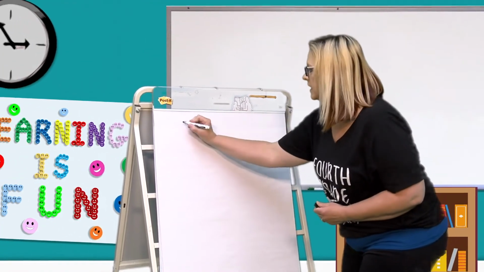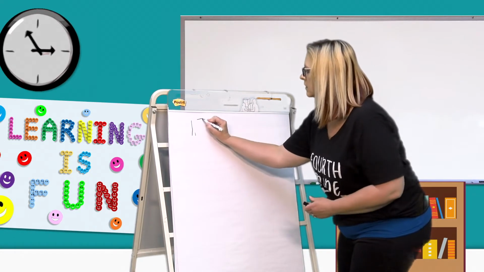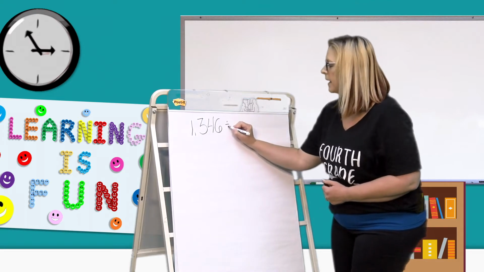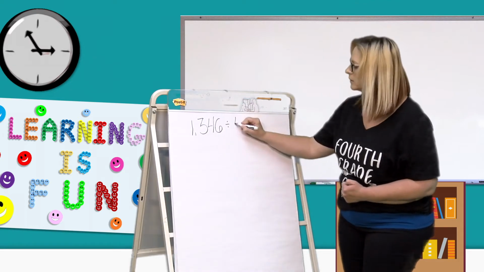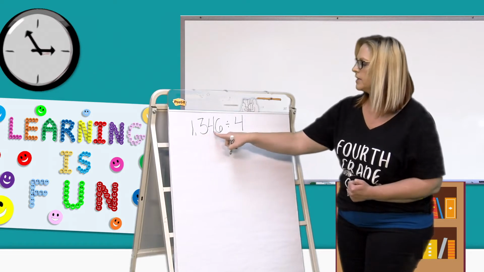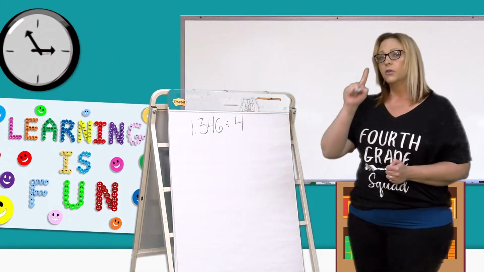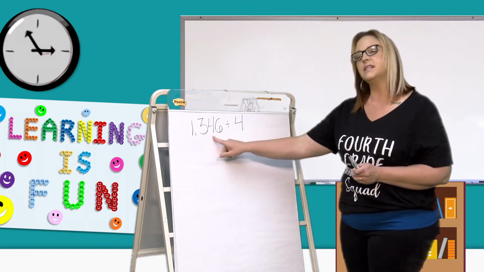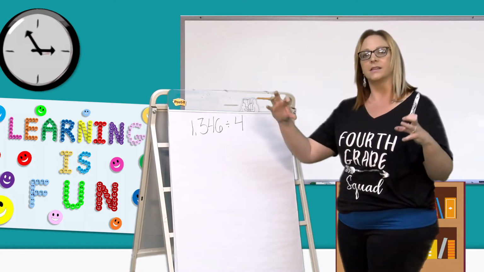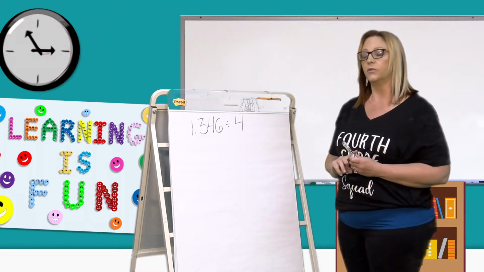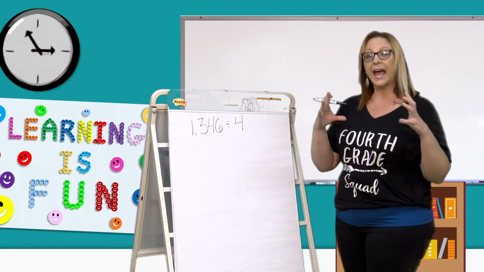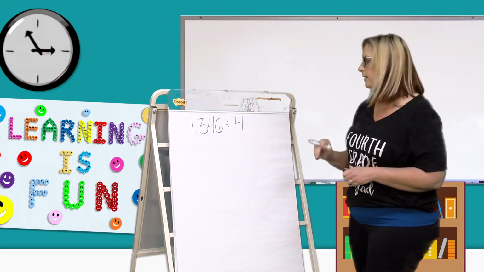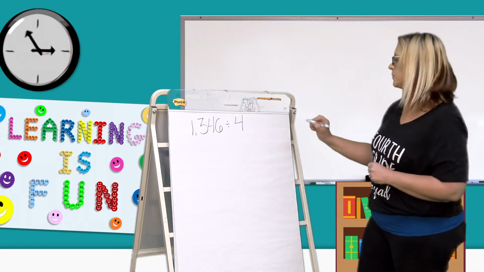So we have our dividend, 1,346, divided by our divisor of 4. The first way we're going to solve this is using a number bond. We're going to break this dividend up into smaller pieces that make it easier for us to solve. The way we decide how to break that dividend up is by using multiples of 4. So our first step is to write our multiples of 4.